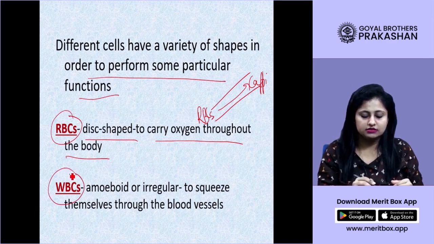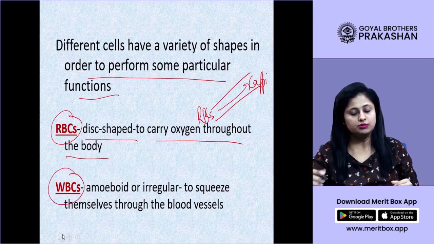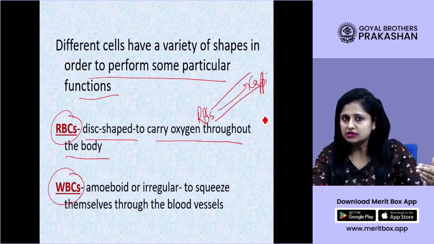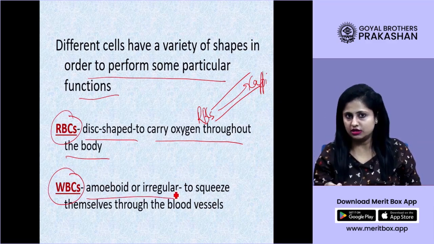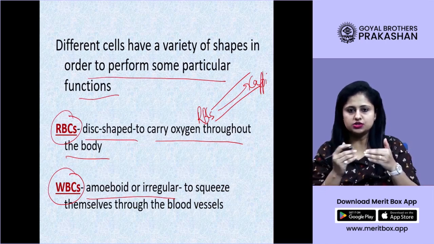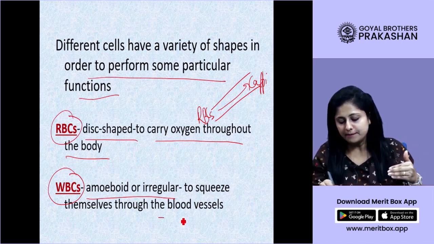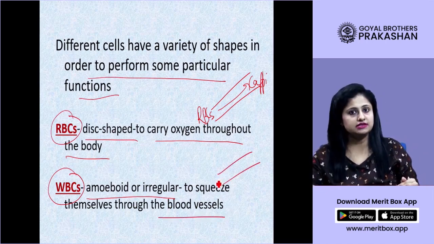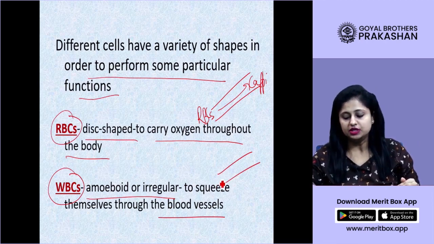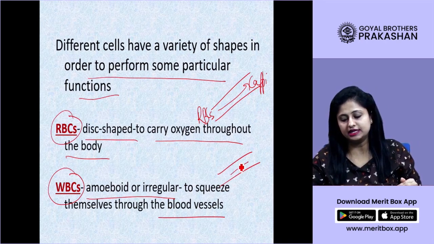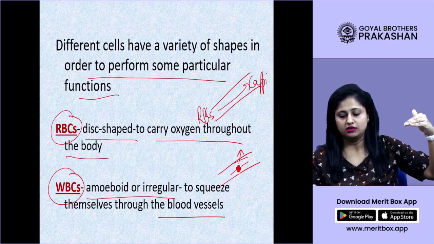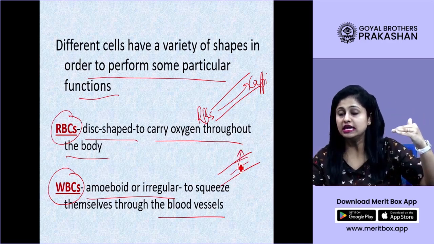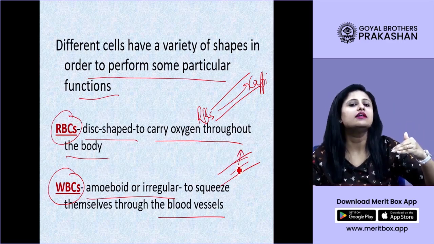Next is WBCs. So WBCs or white blood corpuscles or white blood cells. These are amoeboid or irregular in shape. This is just to squeeze themselves through the blood vessels. So WBCs have the capability to squeeze themselves through the blood capillaries and reach the surface of skin or near the surface of skin in case of any infection or allergy.